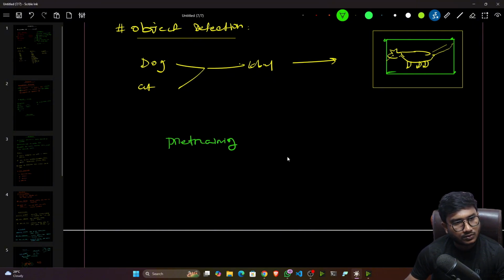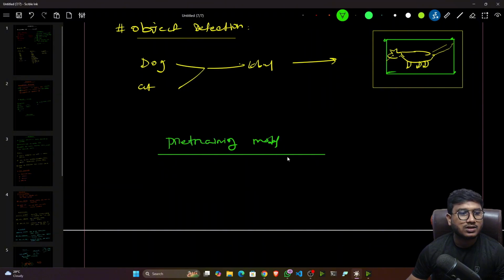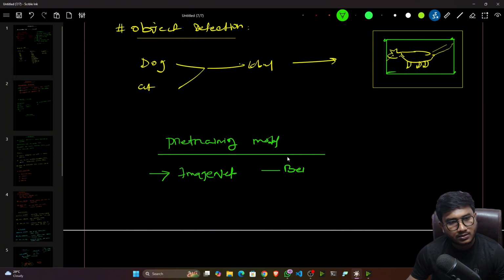Pre-training model. What is a pre-training model? This model is already trained with some specific data. Let's say whenever I'm talking about image classification, the model is already trained on something called ImageNet data. I think you know that ImageNet is a benchmark data. Whenever any research comes, they usually take this data and train image classification models.